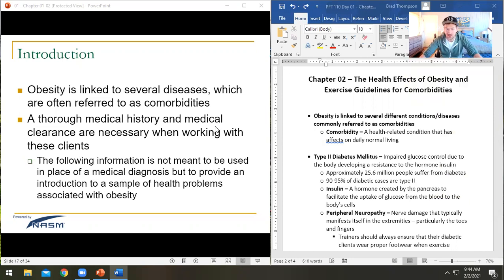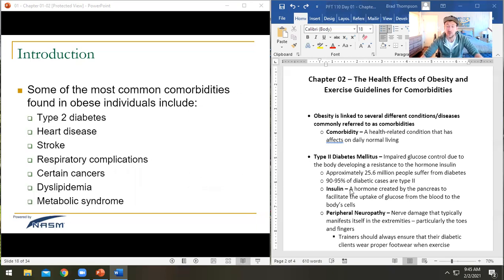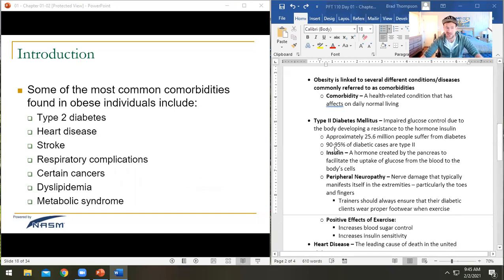But it can happen. So, introduction here: obesity and several different diseases. Like I mentioned, a thorough medical history and clearance from a doctor is always important before beginning to work with a client. We talked about that with nutrition. Guess what? Shocker of the year, it applies to your training sessions as well. We need to use this information that they are going to give us not to formulate a diagnosis, because we do not diagnose, but so that we have an idea and a sample of what any of their health problems associated with these diseases could possibly be.